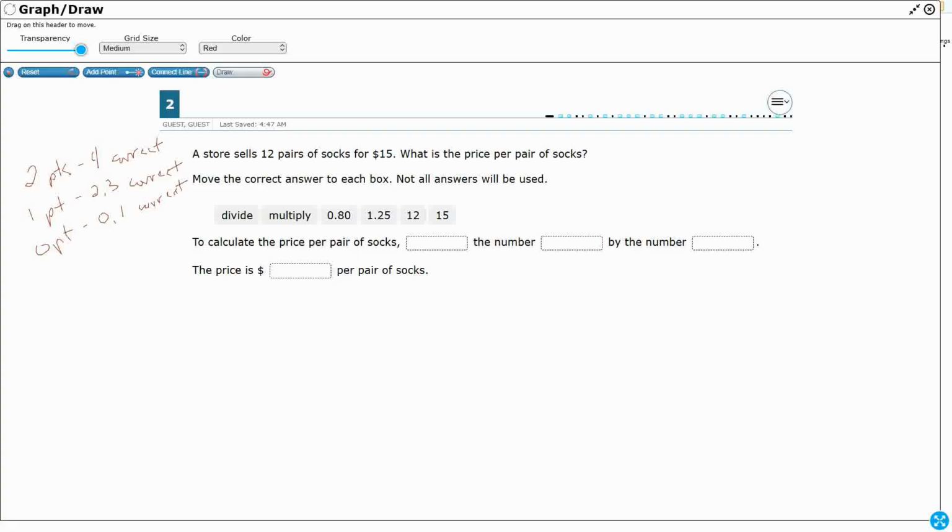So let's look at this. Proportionally, we're selling 12 pairs of socks for $15. What is the price per pair? So we're looking for the unit cost or the unit price. So how do we do that? And so our answer needs to be describing how to do that.